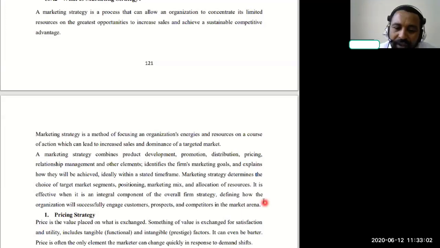The firm strategy is developed from the mission and objectives of the organization. In this case, marketing strategy defines how the organization will successfully engage customers, prospects, and competitors in the market arena, which means marketing strategy is a weapon of the firm. That is how to engage with customers and prospects. Prospects means future customers. And marketing strategy is important to develop a fighting strategy with competitors. It shows the guidance or direction of the organization in terms of customer handling, customer treatment, prospect treatment, or competitor strategy.